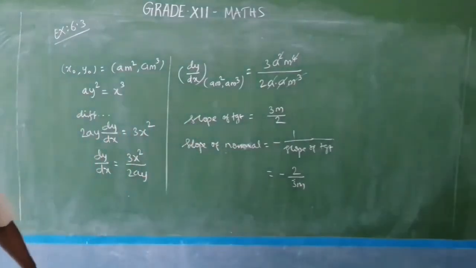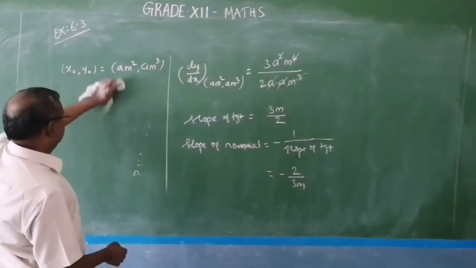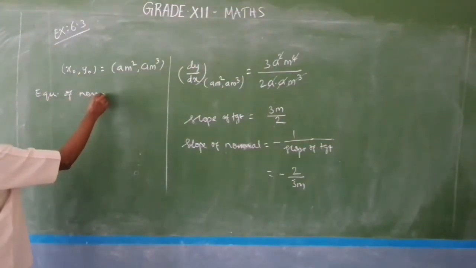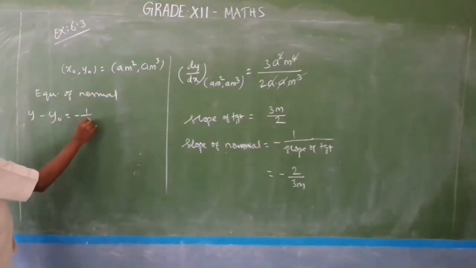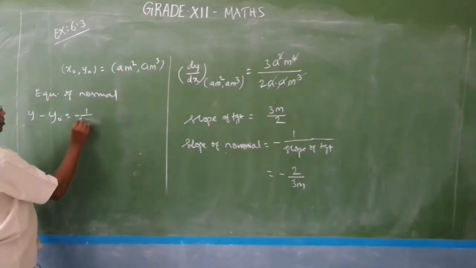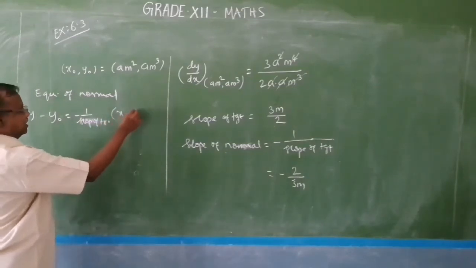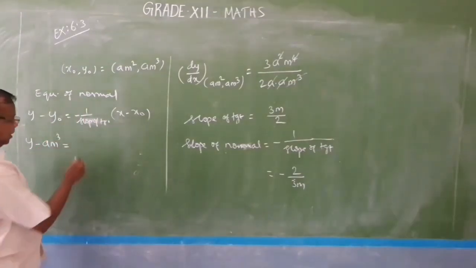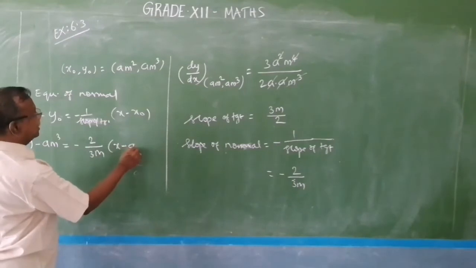Now equation of normal. Y minus y naught equal to minus 1 by m, that is 1 by slope of tangent, into x minus x naught, that is y minus a m power 3 equal to minus 2 by 3m into x minus a m square.